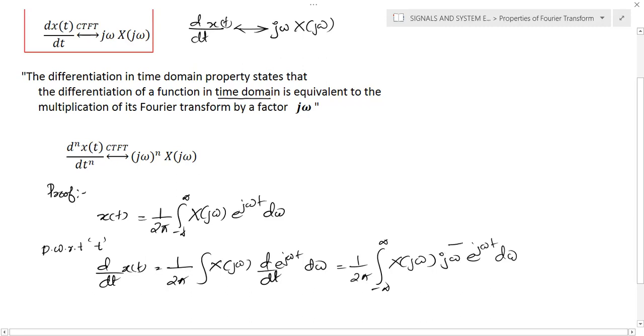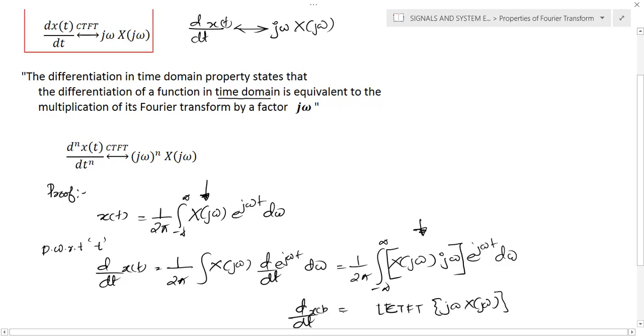Okay. If you look at this particular term and the standard equation, here we are actually calculating the inverse Fourier transform. Now we can see that this is the inverse continuous time Fourier transform of the signal j omega into x of j omega. That's the right hand side. So the left hand side is actually d by dt of x of t.